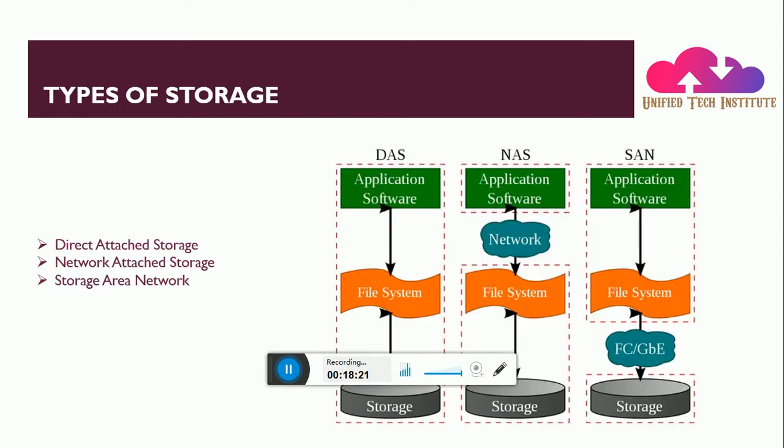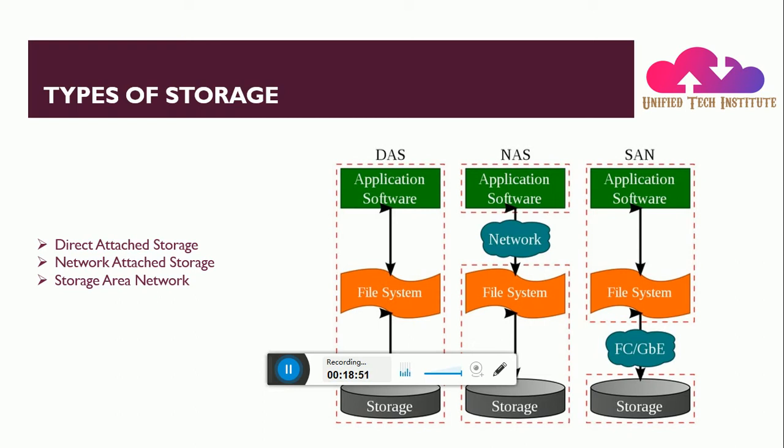Now we will see what different types of storage we have. We have three different types of storage: direct attached storage, network attached storage, and storage area network. You might ask, you have given a heading like types of storage, and we thought you would say it will be a CD, a DVD player, a pen drive, or something else, right?